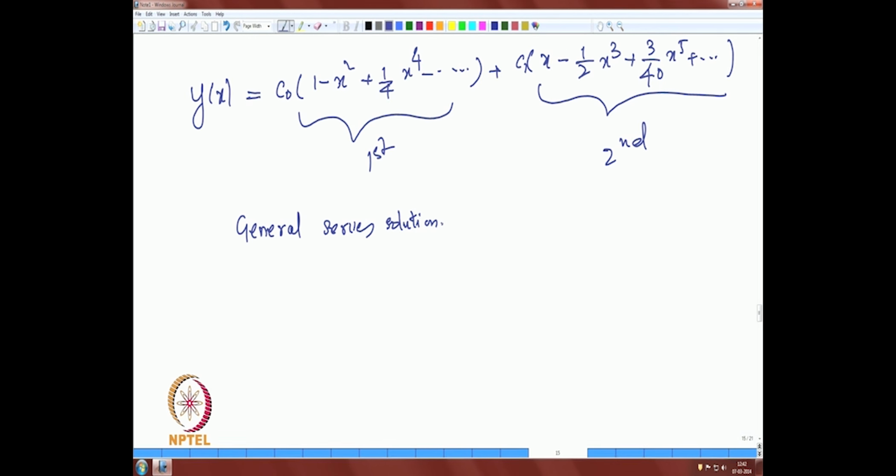So by doing this method, if a point is an ordinary point, we can get two linearly independent series solutions of a differential equation. And if the point is a singular point, there are methods, the Frobenius method and all that, which will come in another series. Okay, so with this I would like to finish. We have seen that even if the differential equation has variable coefficients, we can have a solution in power series form, a series solution.